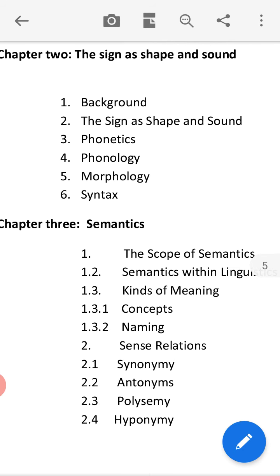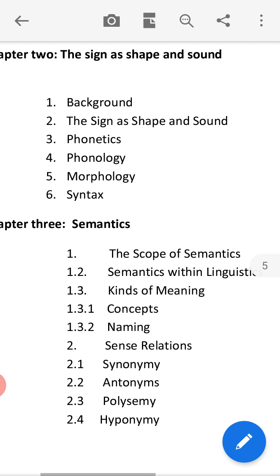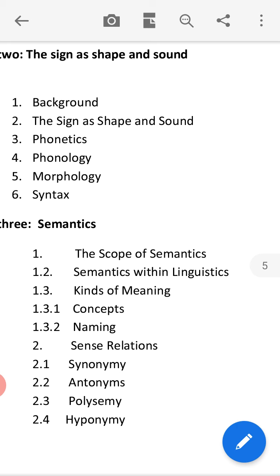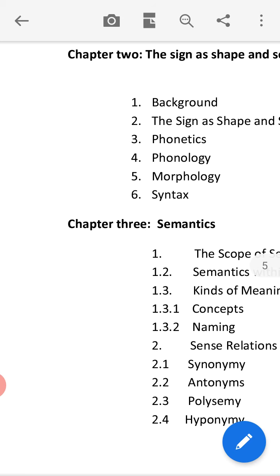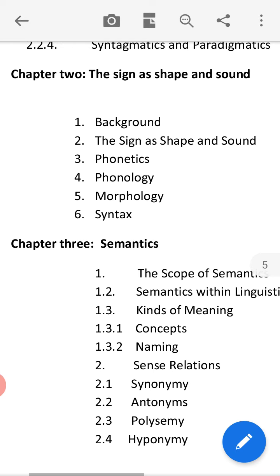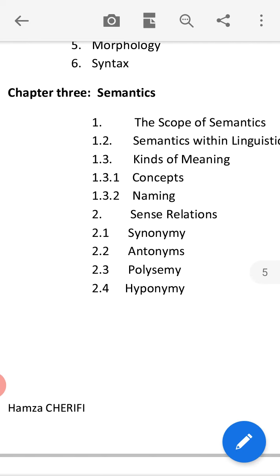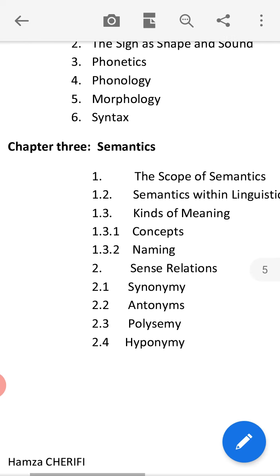In the second chapter, we are going to see the sign, shape and sound: phonetics, phonology, morphology and syntax. In the third chapter, we detail the idea of semantics. Within linguistics, semantics is the branch concerned with meaning. In addition to pragmatics, we are going to see kinds of meaning and distinguish pragmatics from semantics. We will see the concepts of naming and sense relations: synonyms, antonyms, polysemy, and hyponymy. All these are essentially relations used by dictionary makers to make meaning clearer. So that's it for this overview presentation of the course.